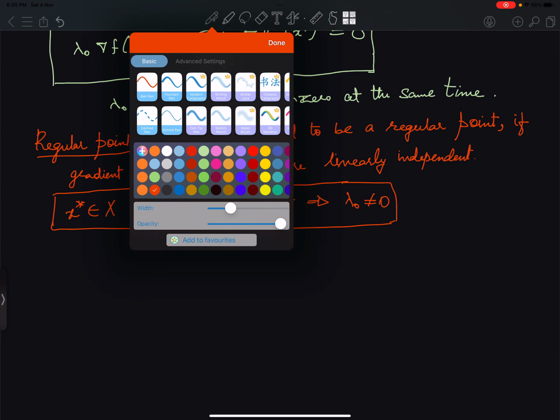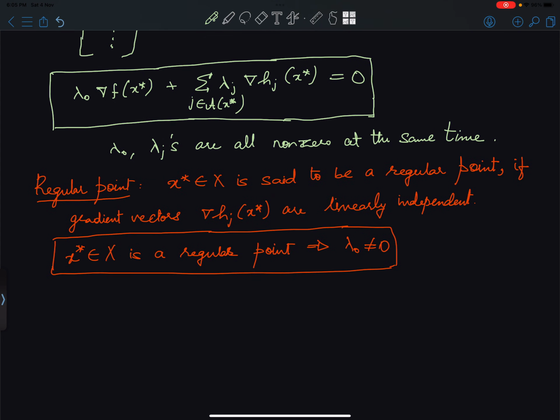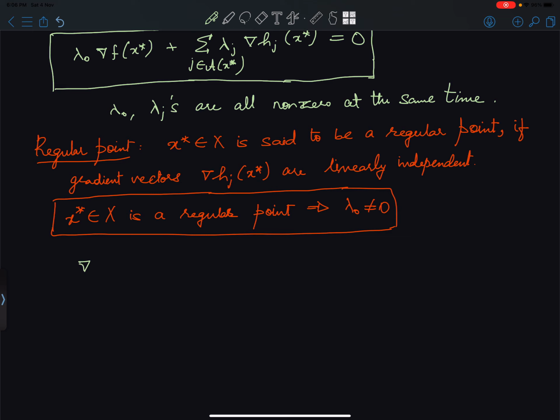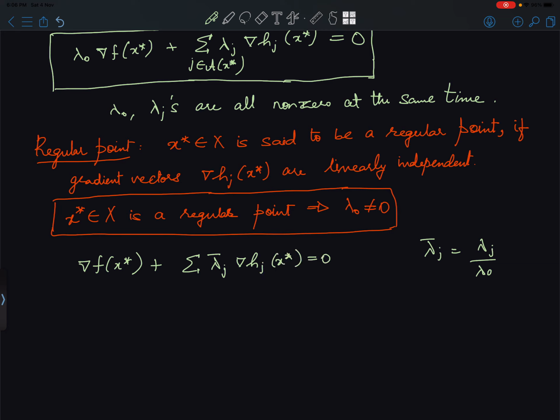Okay, so if my lambda 0 is not equal to 0, I'll divide the entire equation by lambda 0, and then I can replace this equation by this condition: gradient of f at x star plus summation of lambda bar j into gradient of hj x star equals 0, where I say that lambda bar j equals lambda j by lambda 0.